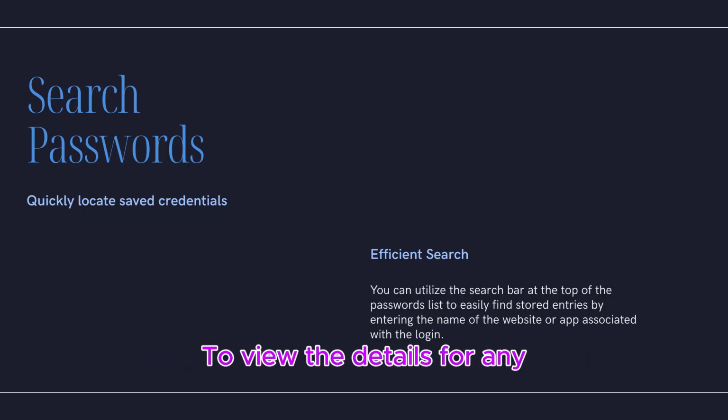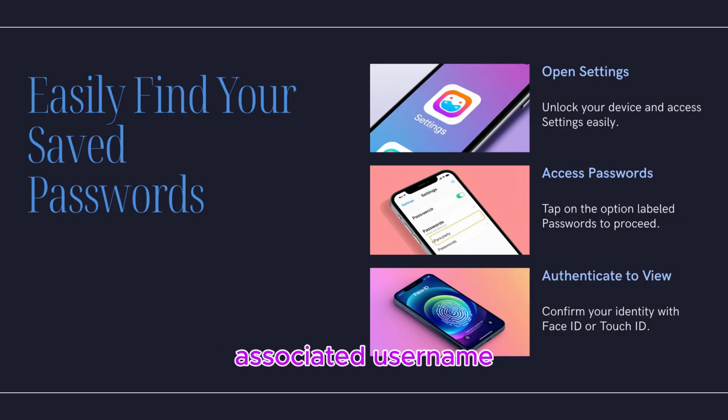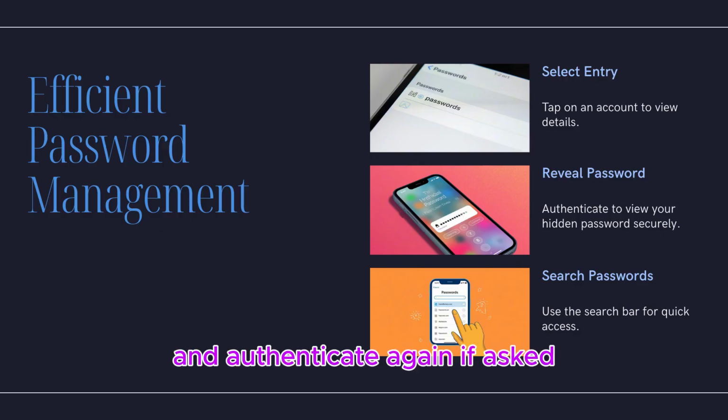To view the details for any specific account, simply tap on its name from the list. The next screen will show you the associated username and the hidden password. To reveal the password, tap on the hidden field and authenticate.